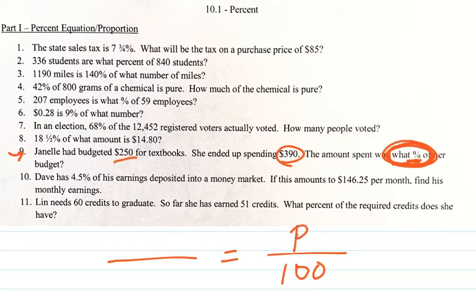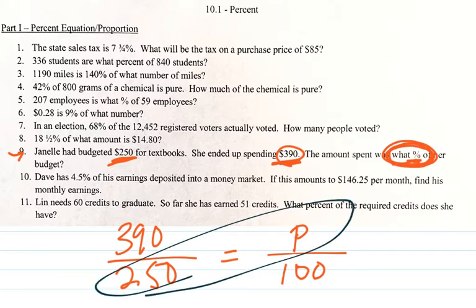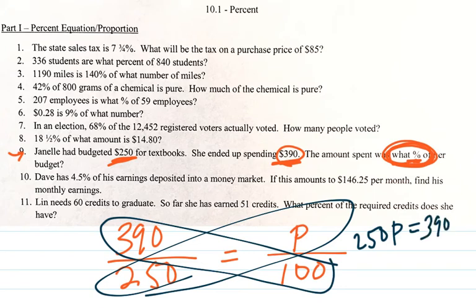And then we know that her budget was 250, so that's going to be her whole. So that's 250, but what she actually spent is her part. So the percentage that she spent is actually going to be greater than the 100% she wanted to spend. So to solve this, we end up using cross multiplication. We get 250 times P equals 390 times 100. That's going to be 39,000, so 39,000 equals 250 times P.